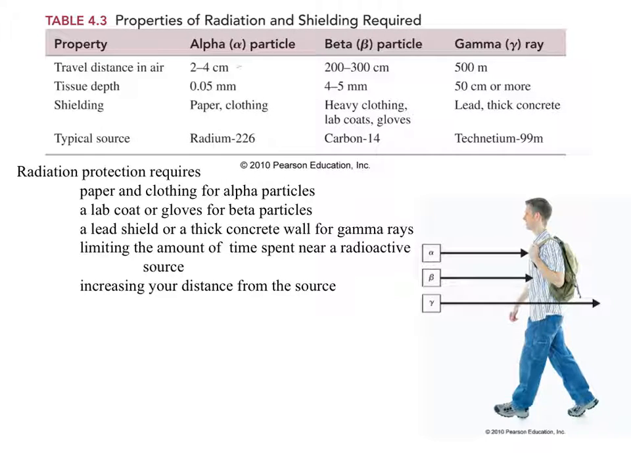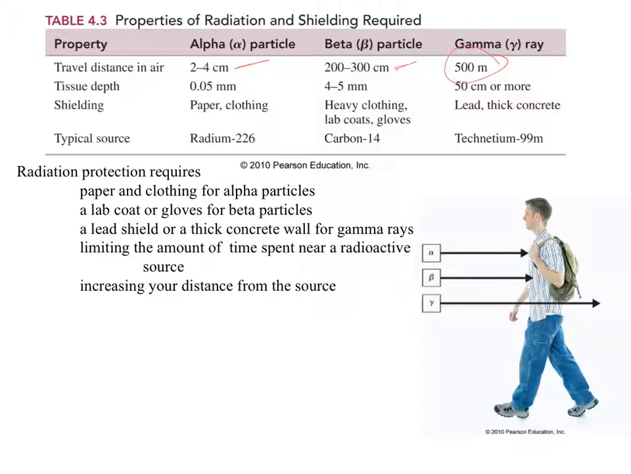So alpha particle, you can see here how far they travel, 2 to 4 centimeters. A couple of inches, guys. It's about what that's equal to. Beta particles travel a whole lot further, 200 to 300 centimeters. So that's between 2 and 3 meter sticks, meters in length. And then gamma travels a very, very long way. 500, that's not miles, 500 meters. That's like a half a kilometer. So that's a distance you would drive. Huge differences in how far they travel.